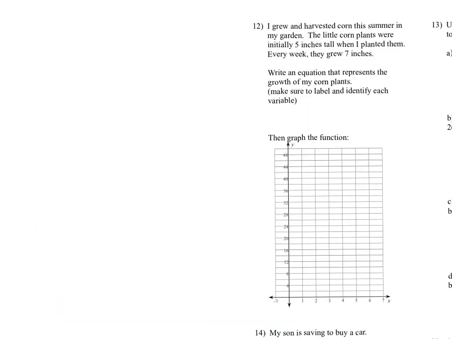All right, next up we're going to take a look at one word problem here. So it says, I grew and harvested corn this summer in my garden. The little corn plants were initially 5 inches tall when I planted them. Each week they grew 7 inches. So we're going to write an equation here.